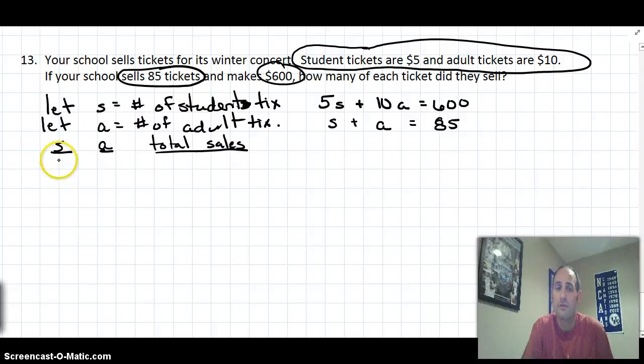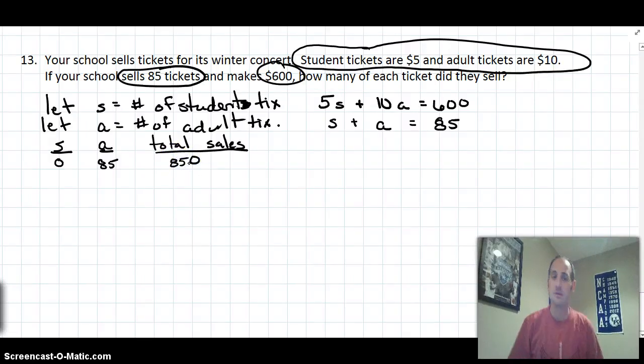So, for instance, if we had 0 student tickets, we would have to have 85 adult tickets, and that was the relationship there. And then you can do 85 times 10. If you do 85 times 10, you get $850. Well, we noticed that they only made $600, so it does not make sense to say no student tickets were sold. But it also doesn't make sense that if I take away one adult ticket and add a student, it's going to be right.